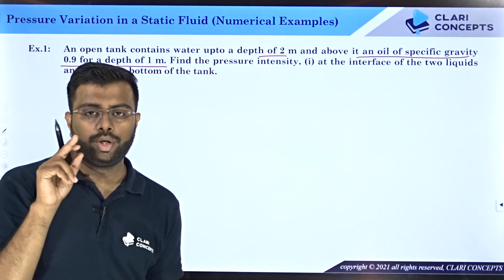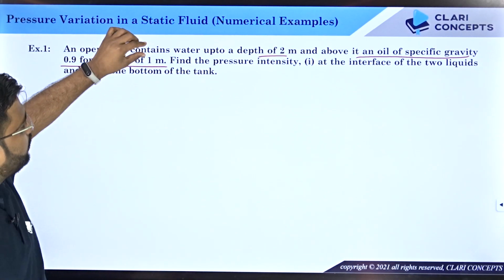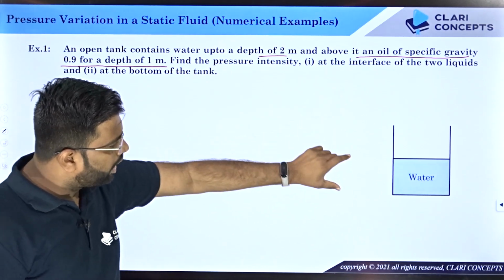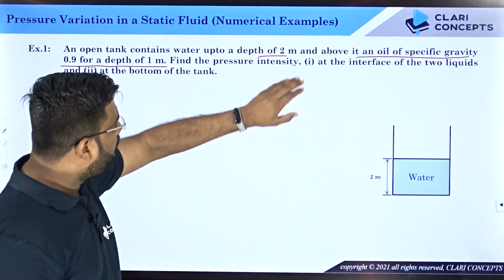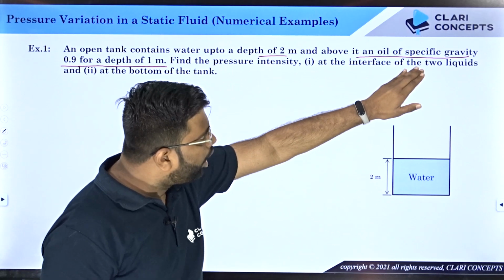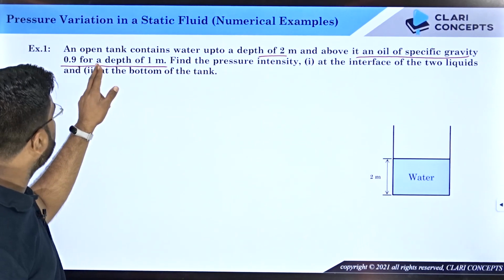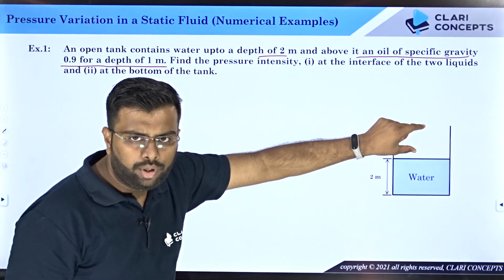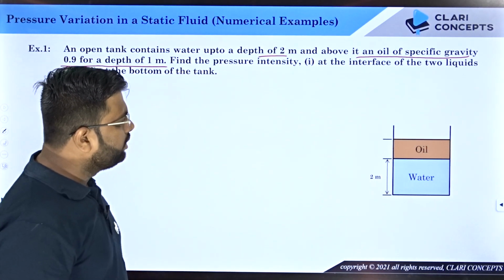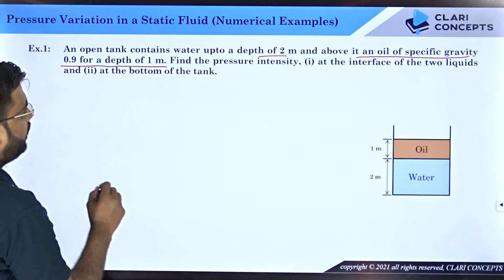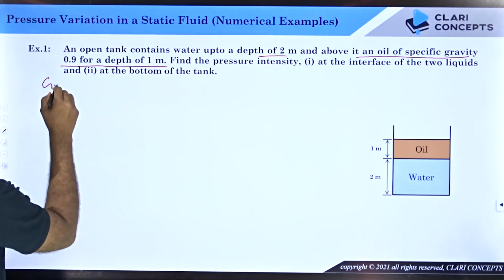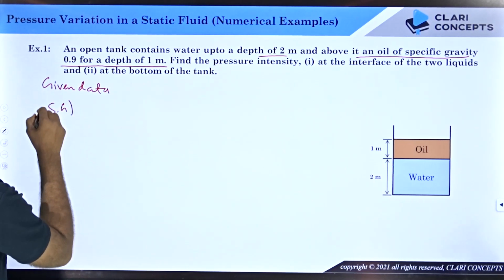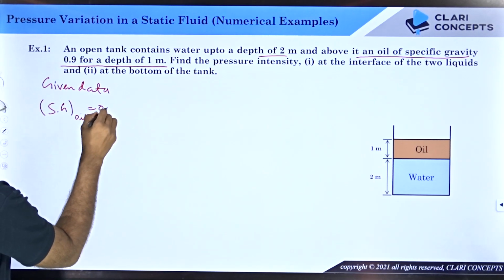Now see, what is given to you? Firstly, an open tank that contains water up to a depth of 2 meters. That means I have a tank and water up to a depth of 2 meters, for example, right? And above it, an oil of specific gravity 0.9 for a depth of 1 meter. So above this water, there is a layer of oil up to a depth of 1 meter, and this oil has specific gravity of 0.9, right? So let me just write down the given data. I have been given specific gravity of oil as 0.9.